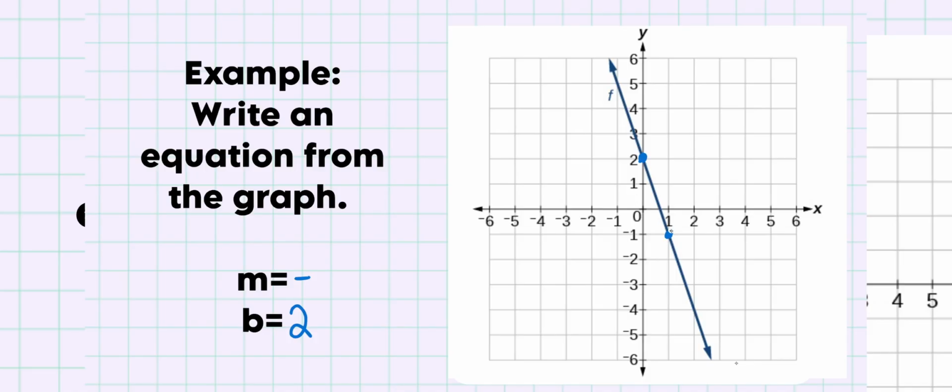So that would make our rise 1, 2, 3 and our run 1. So that would make it 3 over 1, which can simplify down to negative 3. So our equation for this is y equals negative 1/3 x plus 2.